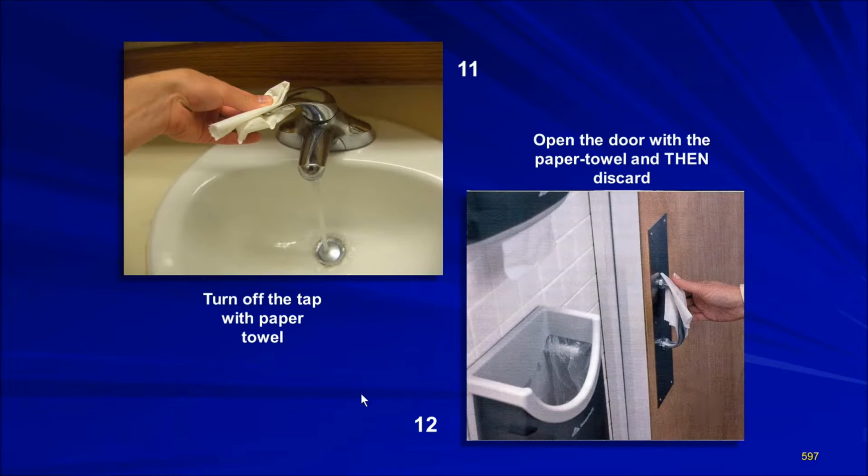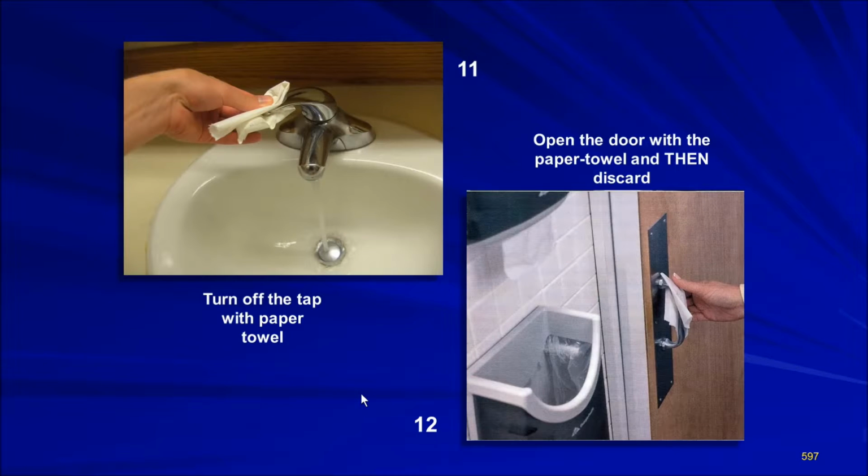So we have a couple other steps here. We have step number 11, in which you want to make sure you turn off the tap with a paper towel. Once you have dried your hands, you want to make sure you keep the paper towel with you. Make sure that you grab the faucet handle with the paper towel. Make sure your hand does not come in contact with that surface to turn off the faucet.